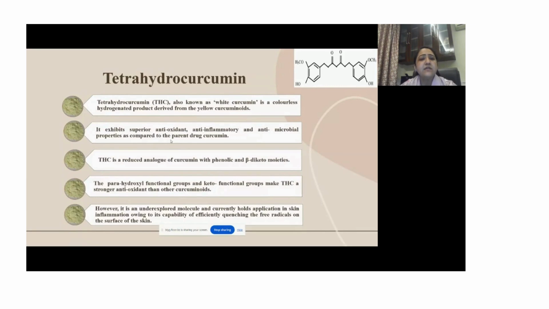THC is a reduced analog of curcumin with phenolic and beta-keto moieties, because it has para-hydroxy and keto functional groups that make THC a strong antioxidant as compared to curcumin. It is an underexplored molecule and currently holds application in skin inflammation, so that we can manage it, and it has the capability to scavenge free radicals on the surface of the skin.